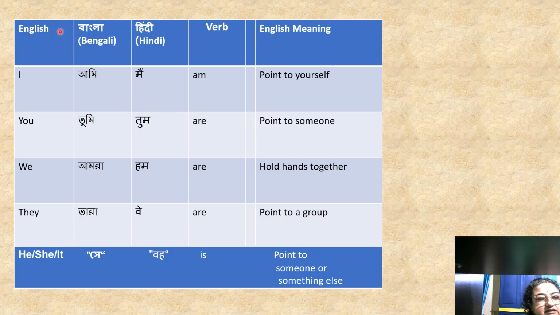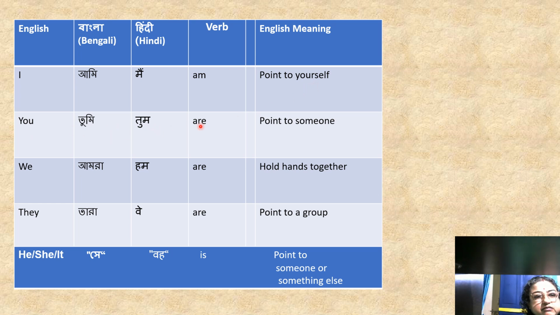Here I have given a table format. In a table format I have given the heading as English, then the Bengali and Hindi translation of that English word, and then the verb, and then the English meaning. So I, ami in Bengali and मैं in Hindi. The verb we use with I is am, and point to yourself. I always means point to yourself.